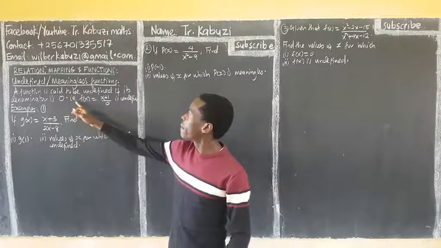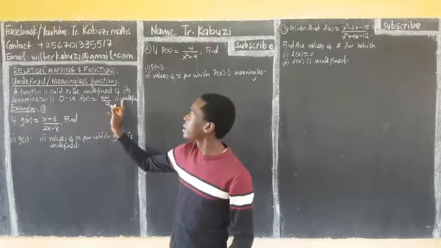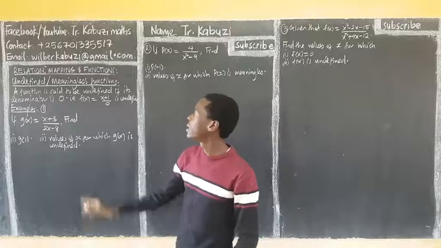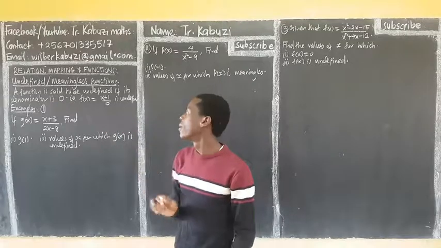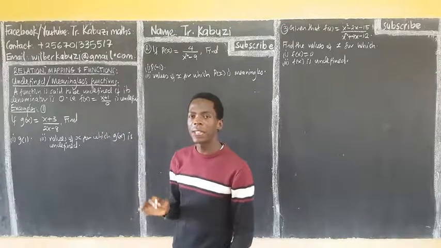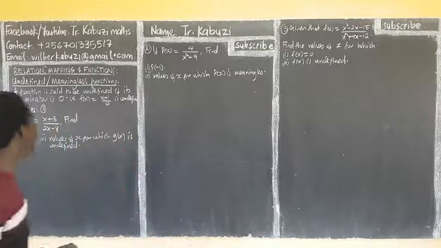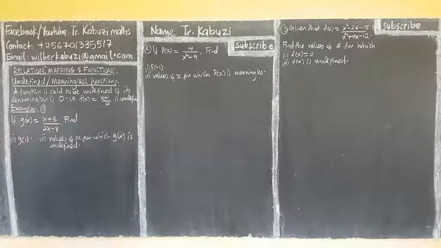Now, if f of x is this, and you see this, it means that f of x is undefined. You see its denominator is 0. That's the only case when you say a function is meaningless. Okay, let us see how we can handle those questions.